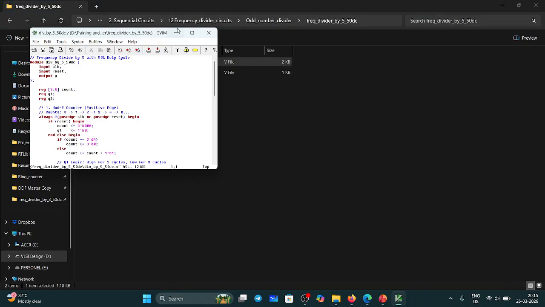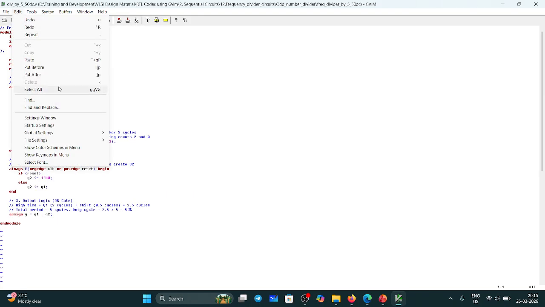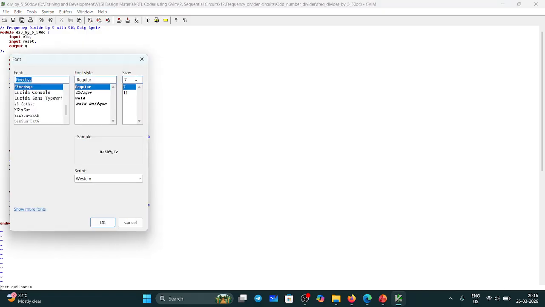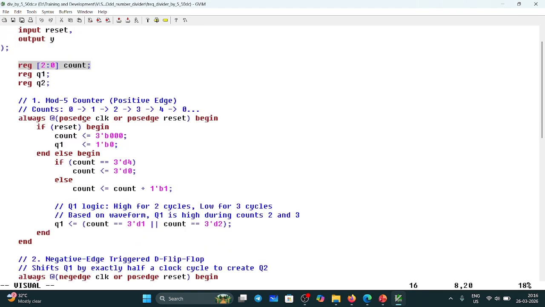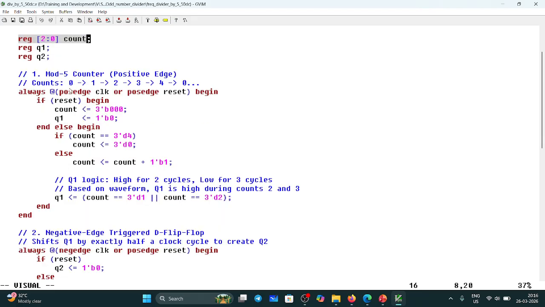Here, this is the divide by 5 circuit with 50% duty cycle. Module divide by 5 circuit 50 DC, input clock, input reset, output Y. I need to declare how many flip flops I need to use: 3 flip flops, reg range 2 down to 0 count, and internal registers Q1 and Q2. I need to design the modulo counter. The modulo counter will count from 0 to 4, and again roll over to 0.